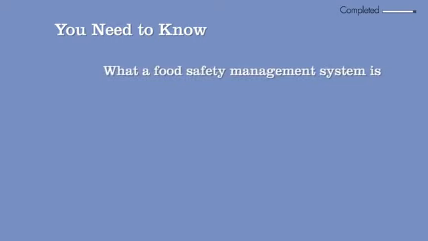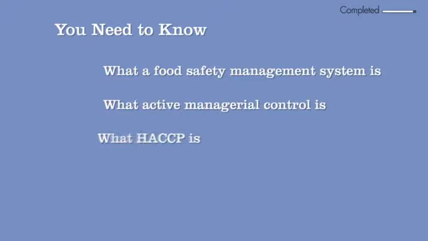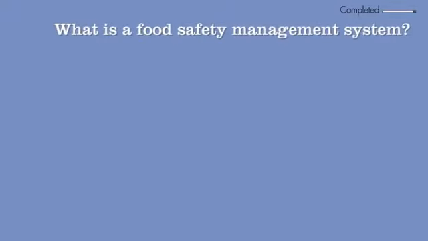So, we're going to start by exploring what a food safety management system is. And that leads into two important concepts that you'll be hearing about shortly: active managerial control and hazard analysis critical control point, HACCP for short. Let's start at the top. Any idea what a food safety management system is?